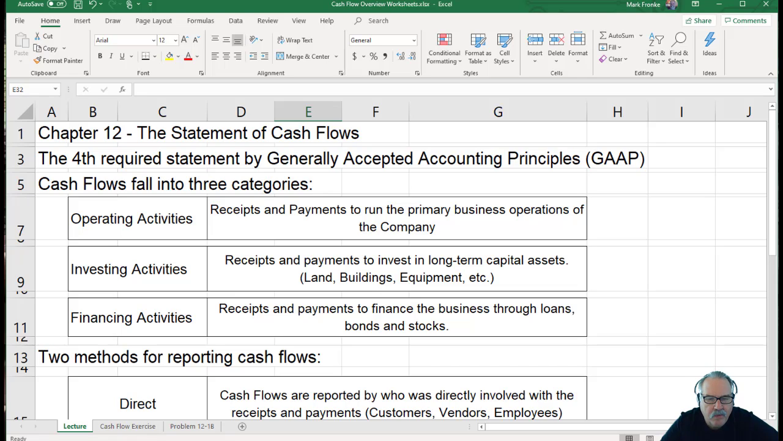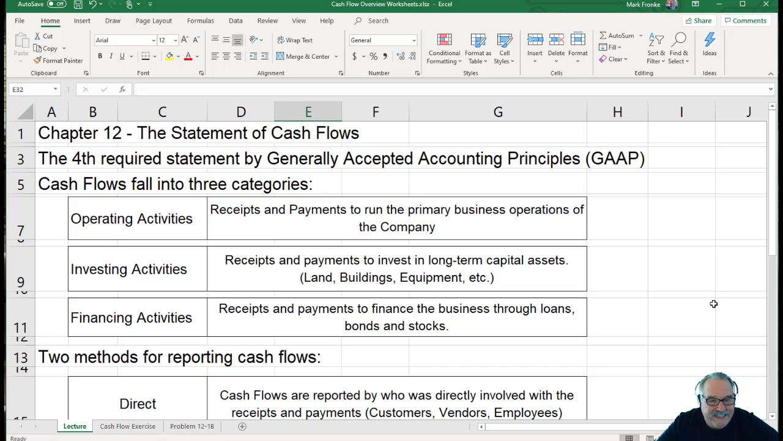And lastly, we have financing activities. Financing activities is what we talked about in chapters 10 and 11 on capitalization. Anytime the company is trying to finance their operations by getting a loan or by issuing bonds or issuing stocks or those kinds of things, anything related to financing the business is going to be in that category. And we'll talk more about the mechanics in a minute.